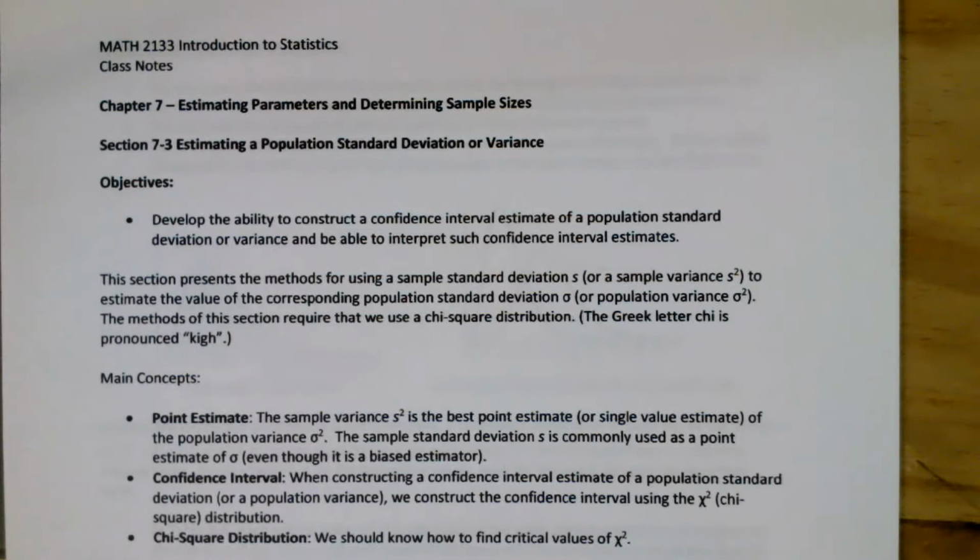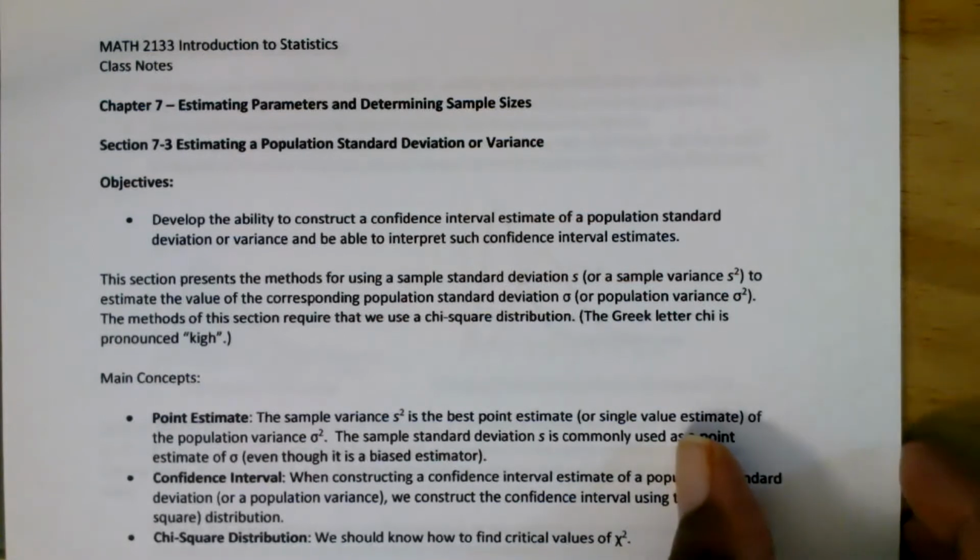Right, in this video, we're going to talk about section 7.3, dealing with estimating a population standard deviation or variance. What we'll do in this video for this section is to construct a confidence interval estimate of a population standard deviation or variance and be able to interpret such confidence interval estimates. Now, we already talked about how to estimate a population proportion and a population mean. Now we're going to look at a population standard deviation or variance.